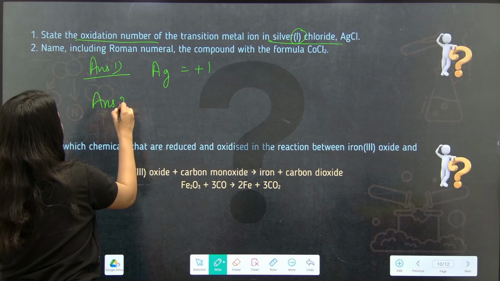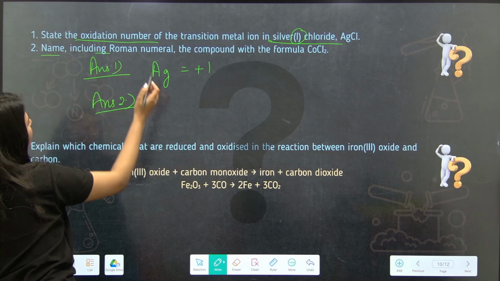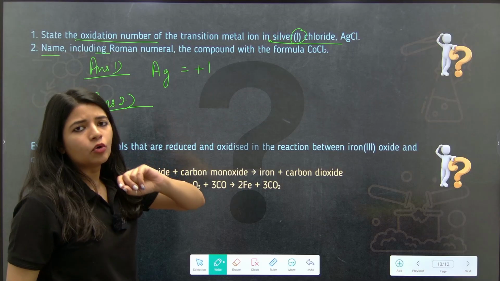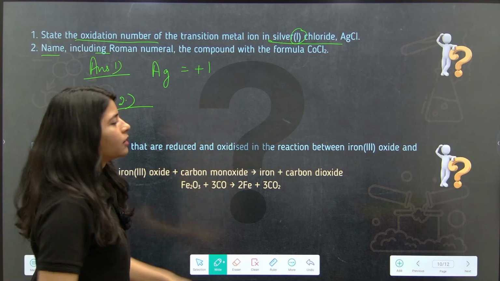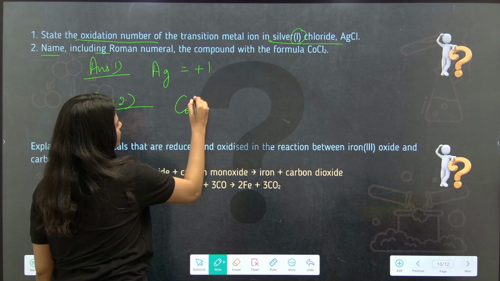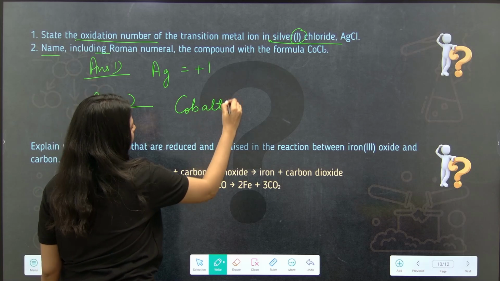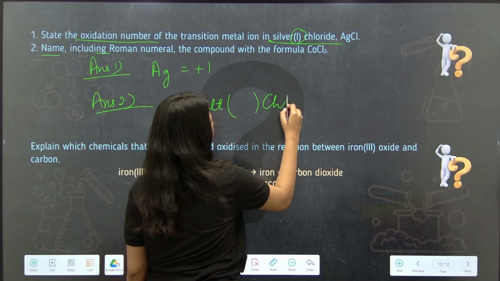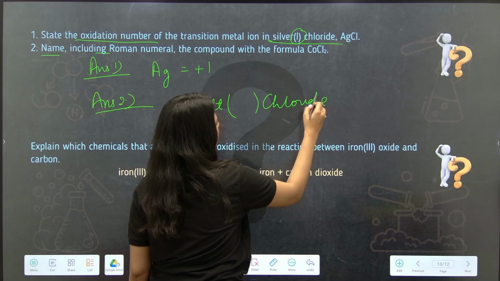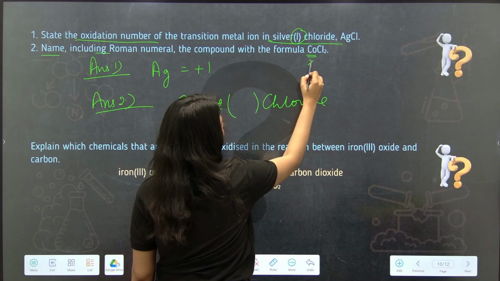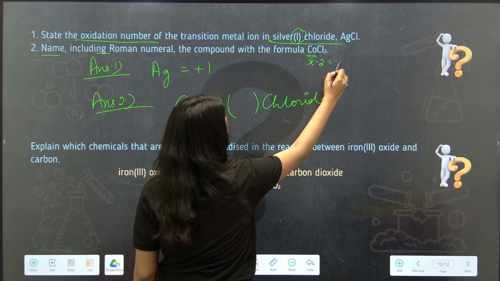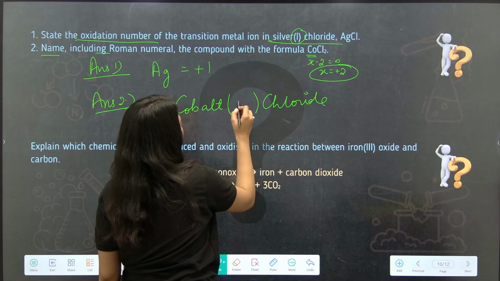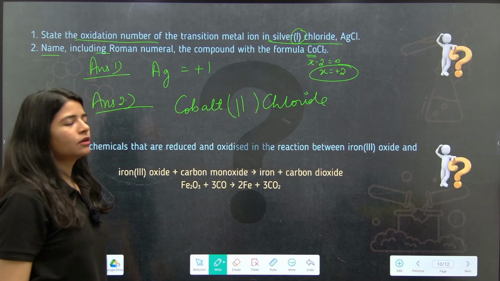Okay. Answer number 2. Name, including Roman numeral, the compound with formula CoCl2. So here Co is cobalt. Okay, so let's name this. This is going to be cobalt, then its oxidation state, and then chloride, right? So what is the oxidation state here? X minus 2 equals 0, X equals plus 2. So the oxidation state over here is 2. We will write this in Roman numerals.